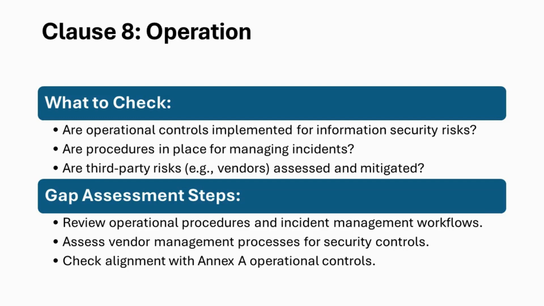Few practical examples. Let's take an operational planning example. A SaaS provider creates detailed procedures for onboarding new employees, including access control setup. The risk treatment example: a healthcare provider encrypts patient data to reduce the risk of unauthorized access. Incident management example: a telecom company sets up a 24/7 incident response team to handle DDoS attacks.